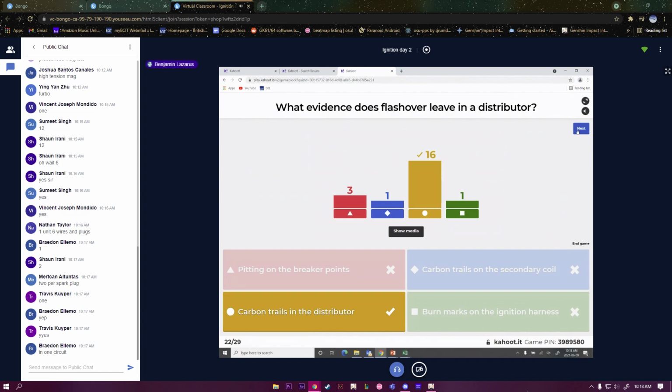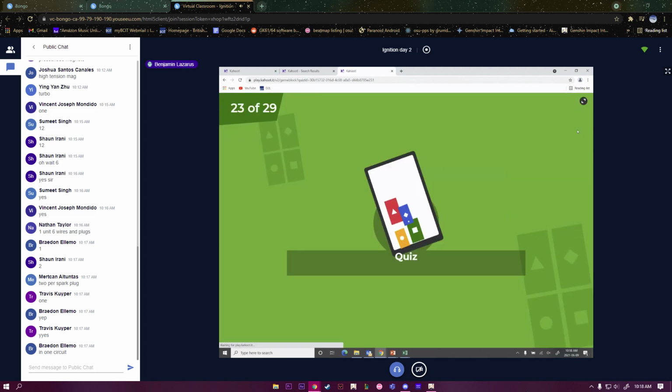Right, carbon trails. They look like pencil lines. I think that's how the FAA describes them, as thin pencil-like lines. Looks like somebody drew inside your distributor.